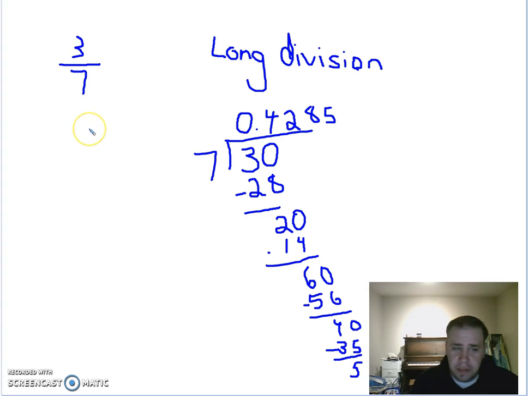But for most cases, guys and girls, we're not going to have enough time in the day to do long division for the amount of questions we have, so we can just take the numerator, 3 divided by 7 in our calculator, and we can figure this one out.